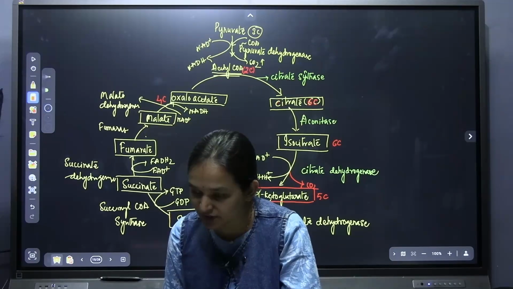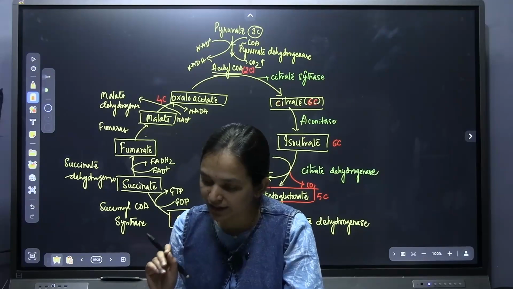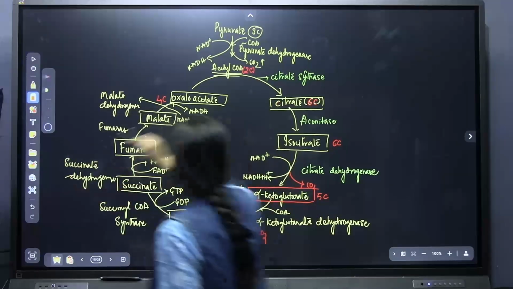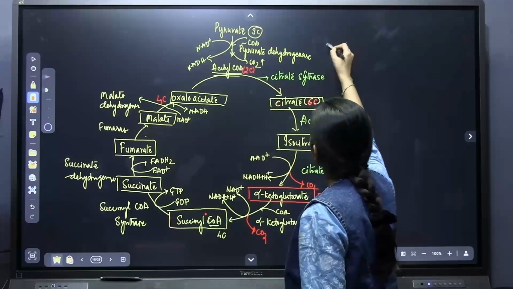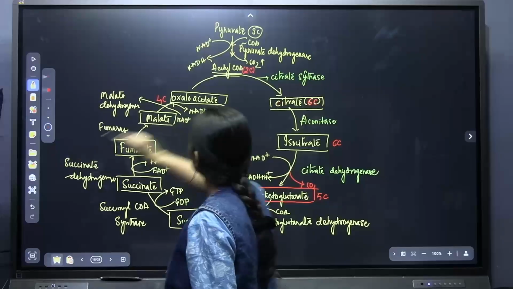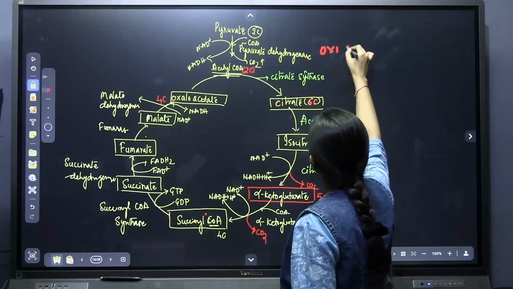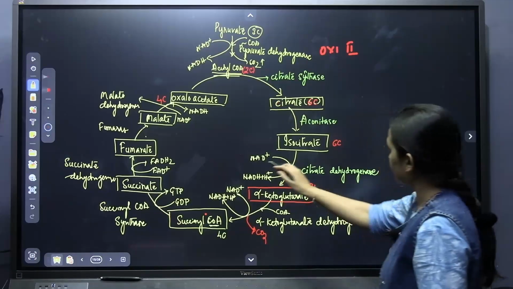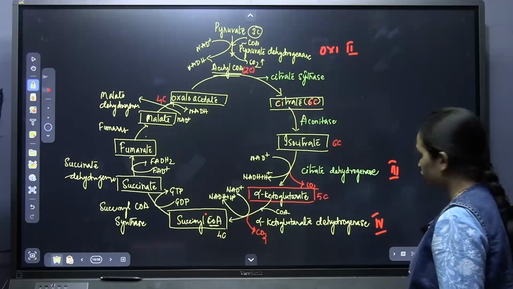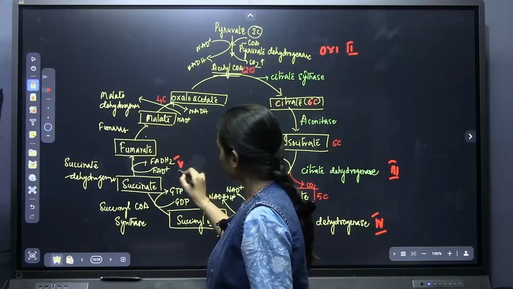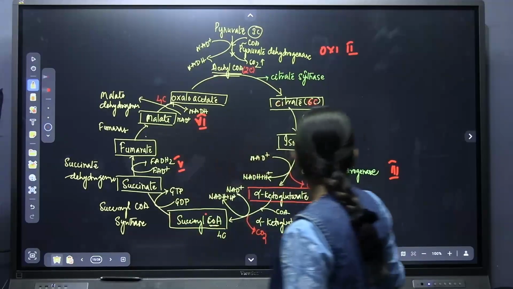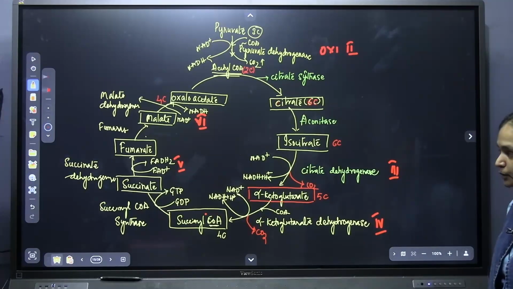Okay, at that first step NAD plus is converted to NADH, that is the first oxidative step. Here you can see the next oxidative step, this is the second oxidation. Here again oxidation, third oxidation. Here it is fourth oxidation. Here it is fifth oxidation. Here it is sixth oxidation. Total 6 oxidation steps are here.